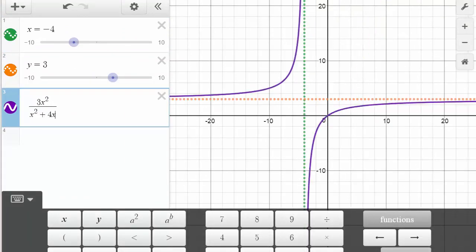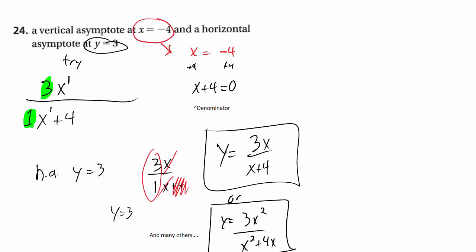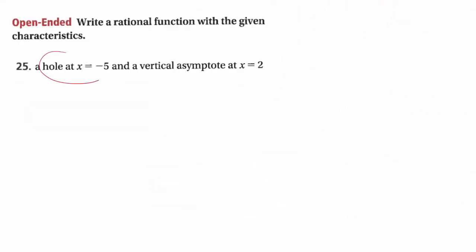I'm going to also show you another one. Look, see how if I make it 3x squared over x squared plus 4x, that also has a horizontal asymptote too. That's why it's an open-ended question. It's more than one answer.